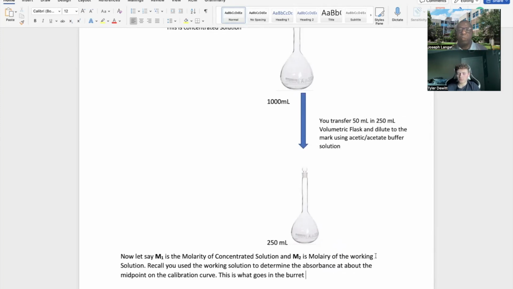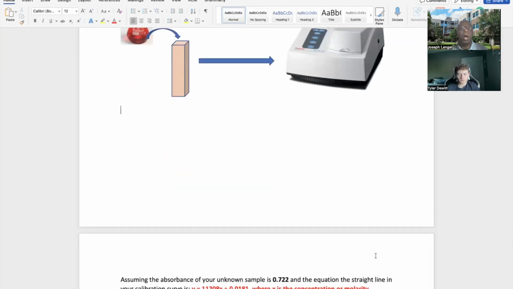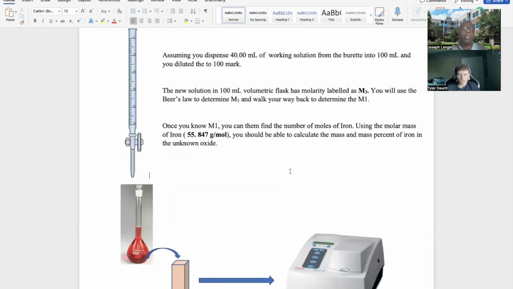And then now once you have the M3, this is what happened. You deliver the volume of your unknown, not the ones for the standard, the 5, right? Which went into what? A 100 ml volumetric flask. The concentration for iron in your unknown, we call it M3.